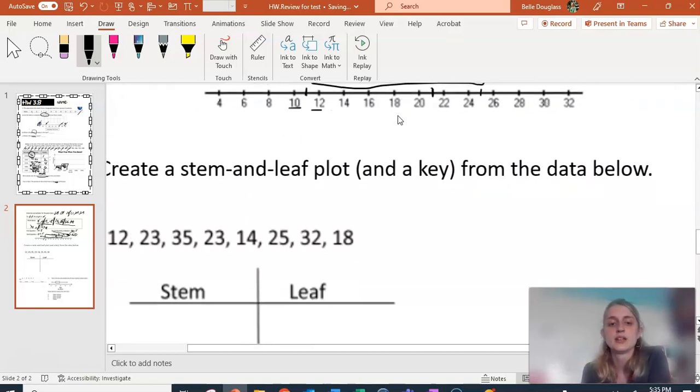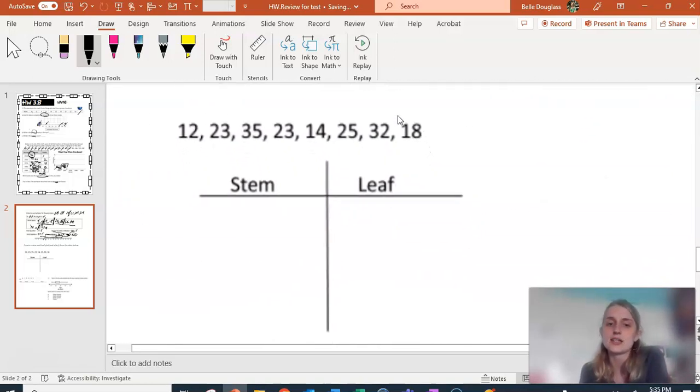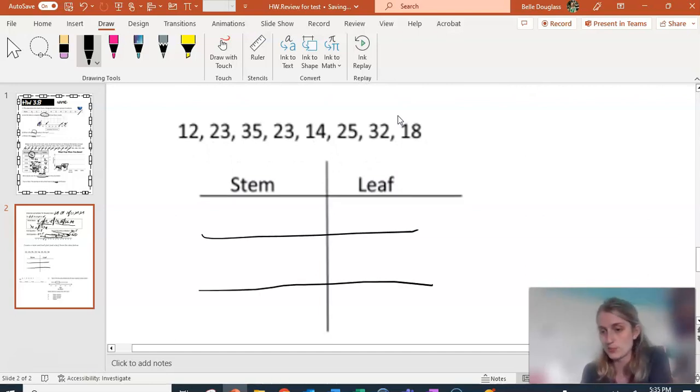Ta-da! Stem and leaf plot and a key. Your stem is your tens place. Really, it could also be, if there was a number that had 3 digits, your tens and your hundreds. It is everything except for the ones place. So I can see here that I have 10s, 20s, and 30s. So you need to fill in your leaves in order from least to greatest.